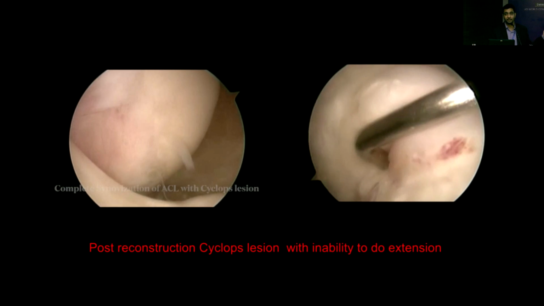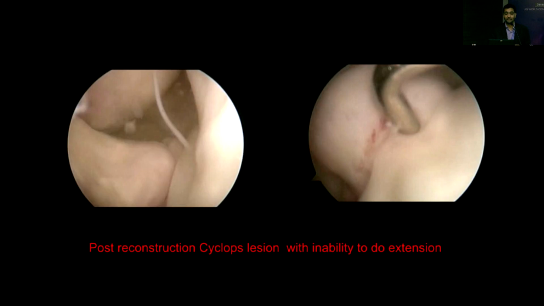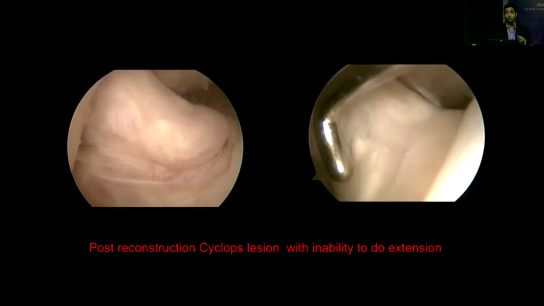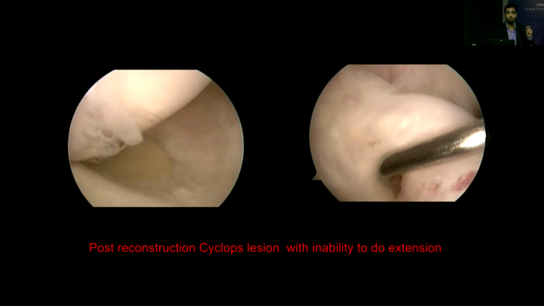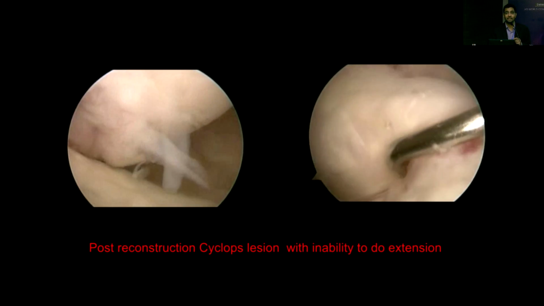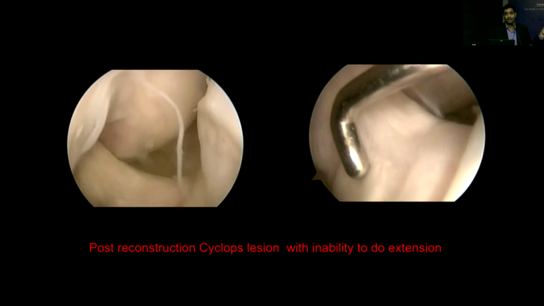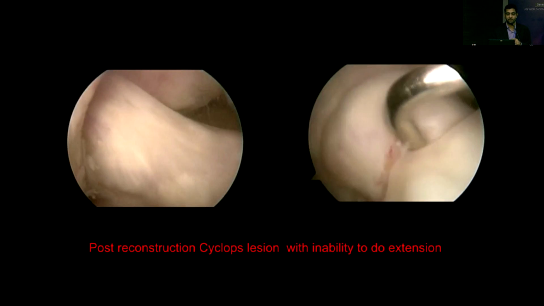A cyclops lesion. This will cause difficulty in extension. It has to be dealt with. The patient will not be able to walk properly. However, if you notice on the left side, there is complete synovialization of the ACL graft at 4 months. So that's a good point, but there can be lesions like this. So we have to be worried and be aware of such things.